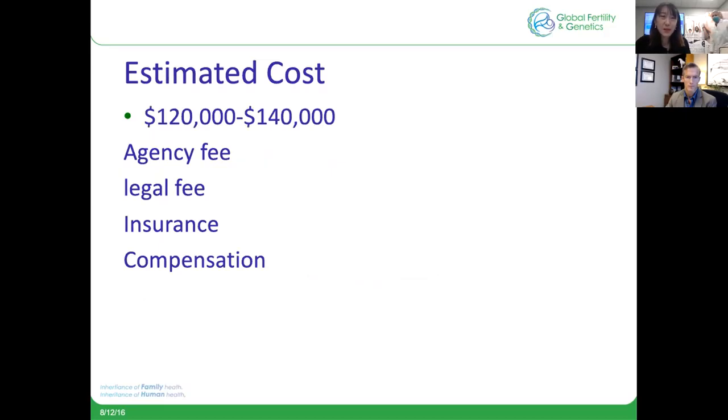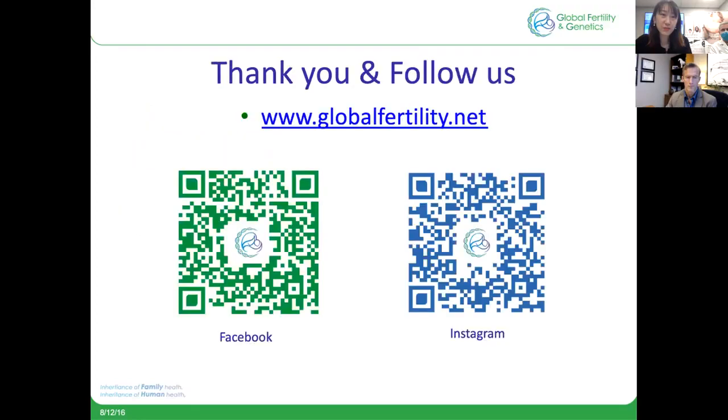The estimated total cost of surrogacy is around $120,000 to $140,000. This fee includes the agency fee, legal fee, insurance fee, and the surrogate compensation. So this is the process of surrogacy. If you have any questions, you can follow us on our Facebook, Instagram, and thank you.